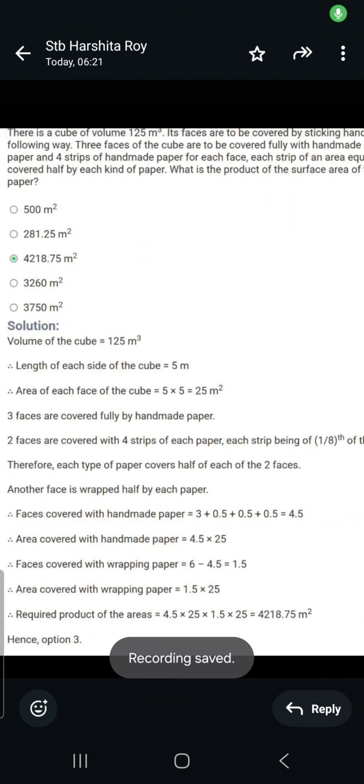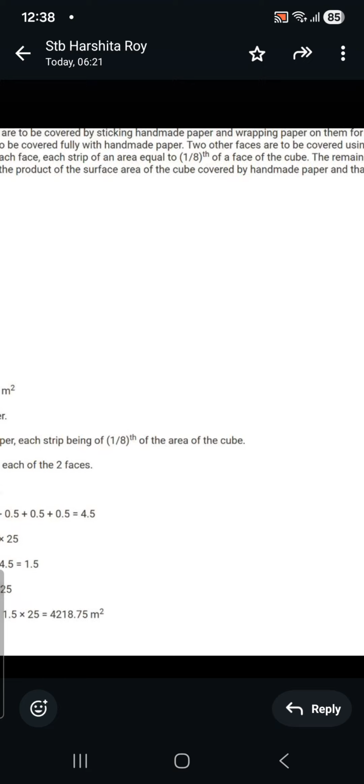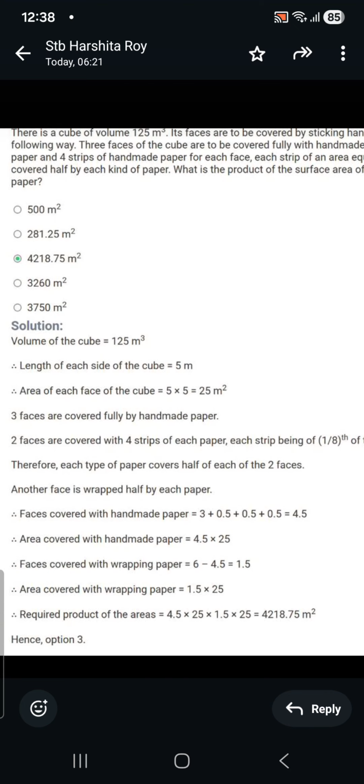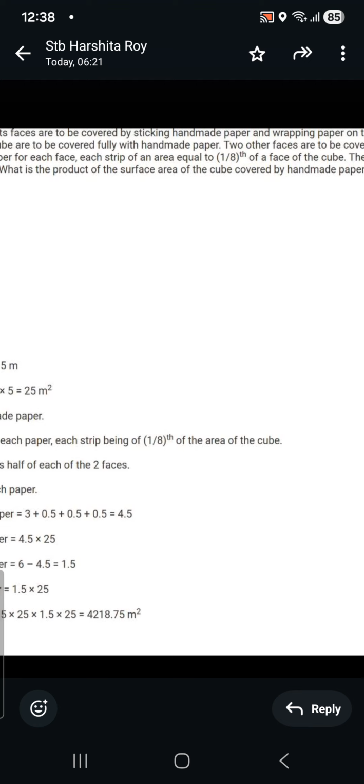Read the question. There's a cube of volume 125 m cube. Its faces are to be covered by sticking handmade paper and wrapping paper on them for a craft project in the following way. Three faces of the cube are to be covered fully with handmade paper.